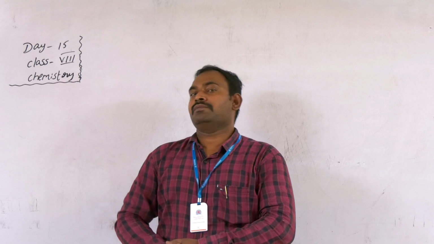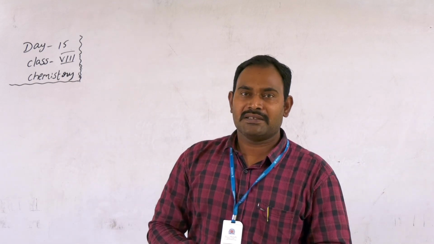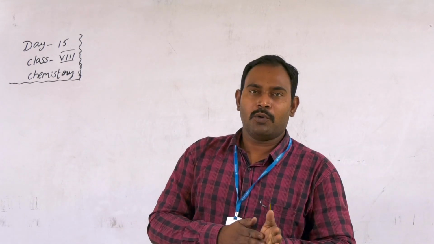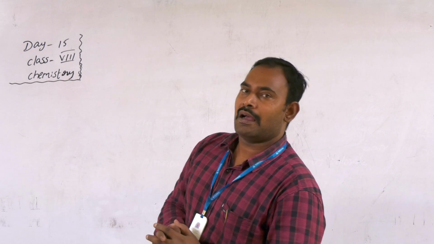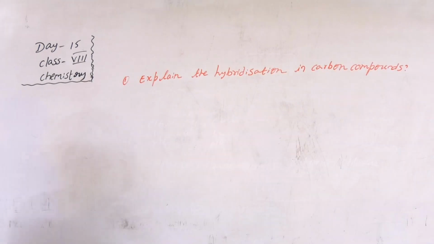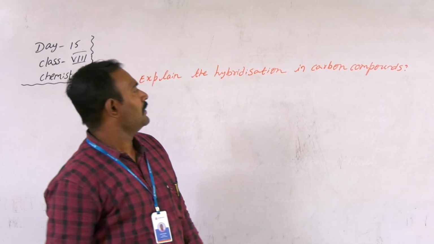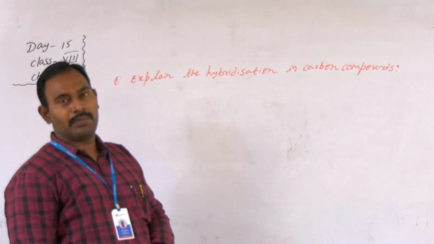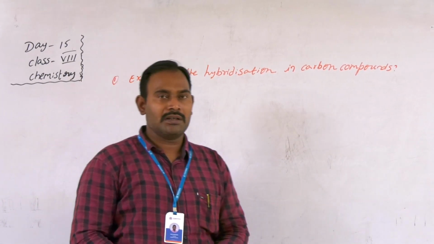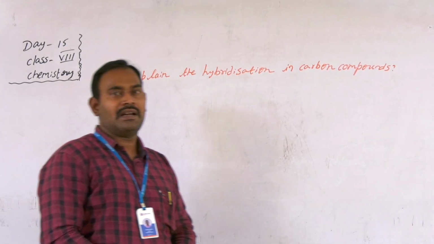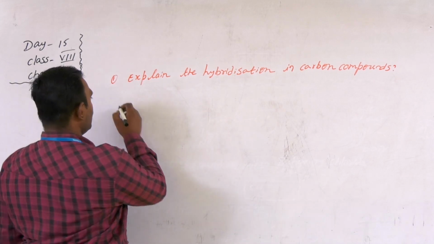Day 15 chemistry assignment, class 8. Topic: chemical bonding, and subtopic: hybridization. First question: explain the hybridization of carbon in carbon compounds, nothing but alkanes, alkenes and alkynes. Now see here.